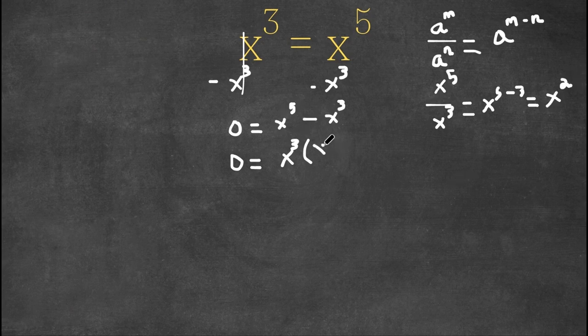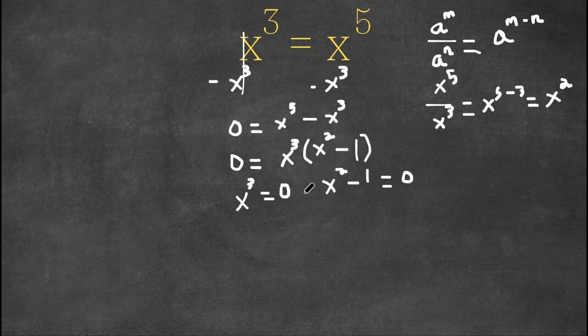So we have x to the power of 3 times x squared minus 1, because x to the power of 3 divided by x to the power of 3 is simply 1, since anything divided by itself is 1. So now we have two equations from this. We have x to the power of 3 equals 0, and x squared minus 1 equals 0. Well, x to the power of 3 equals 0. What to the power of 3 equals 0? The only number that fits in for x here is 0. So we have x equals 0, and this is one solution.